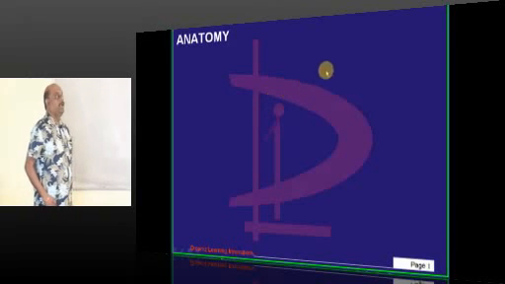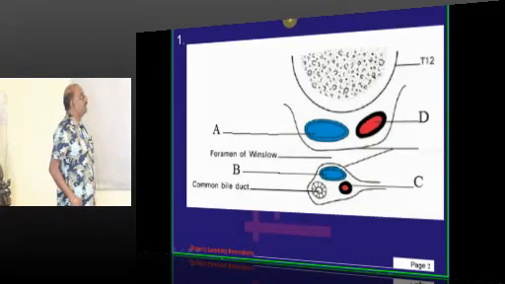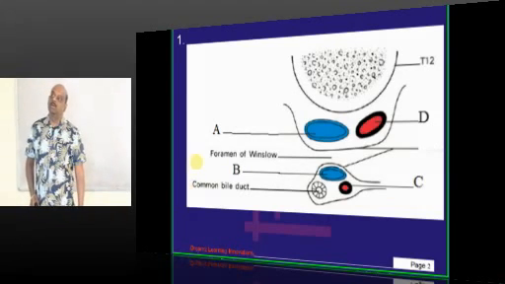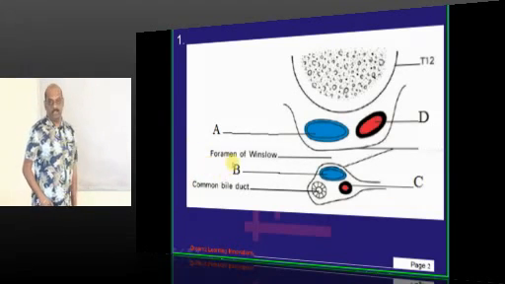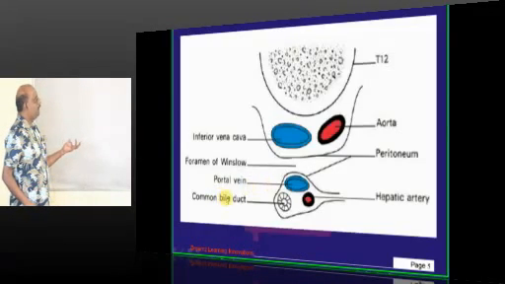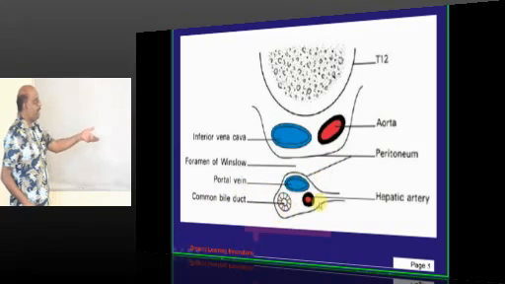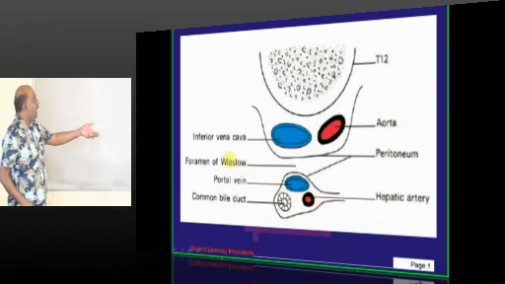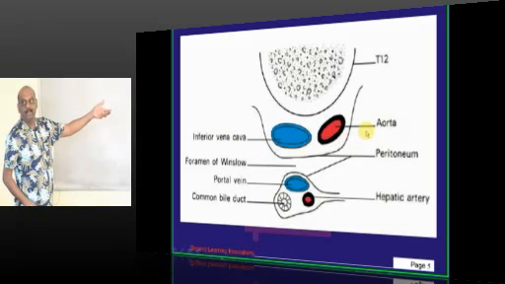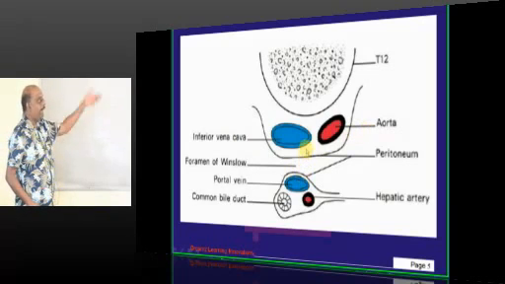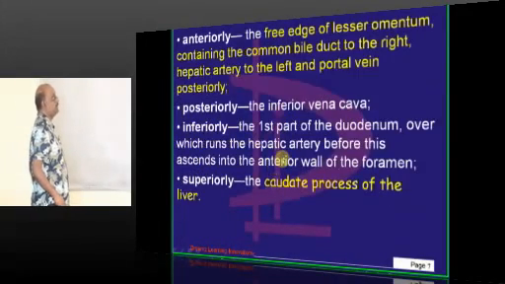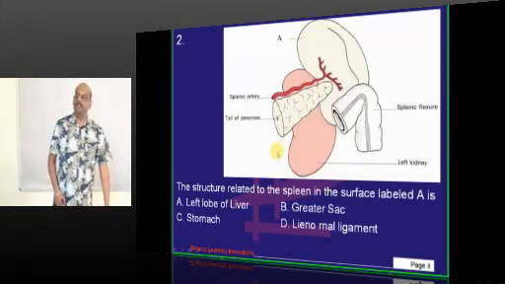Let's take up the image based questions. The foramen of Winslow. What are the boundaries of the foramen of Winslow is one of the very important topics. We have portal vein, common bile duct, hepatic artery, and we also have inferior vena cava, aorta among the anterior boundaries. So that's how the foramen of Winslow is typically located.